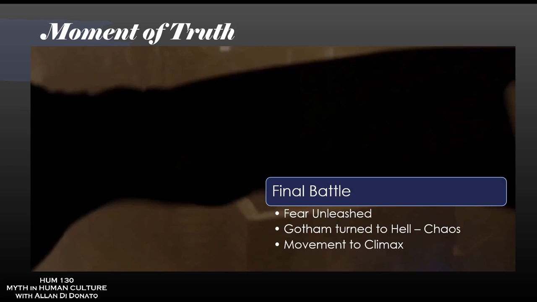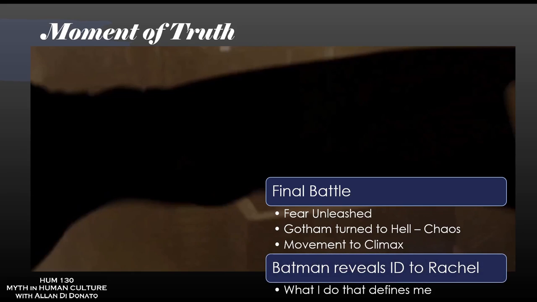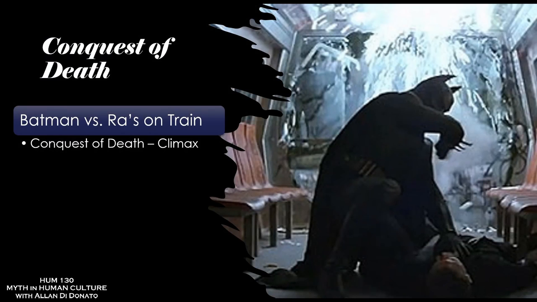All right, let's move on because we are now at the final battle. Fear has been unleashed. Like I said, all hell's broken loose. You have chaos and you're moving now towards the climactic battle. He's just revealed his identity. And then we have the encounter with Ra's al Ghul on the train. I'm not going to show you the clip. It's more of a fight. Not a lot happens dialogue-wise, except for the final line when he turns that phrase back on Ra's al Ghul. He says, you know, you never did learn to mind your surroundings, as he defeats the enemy, right?